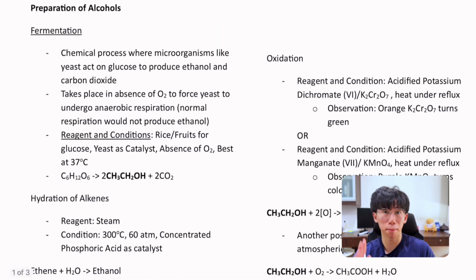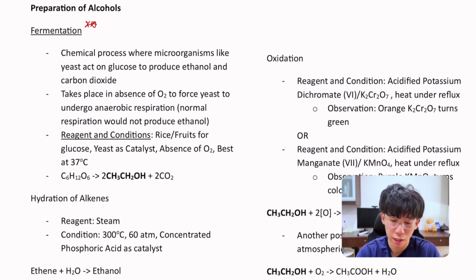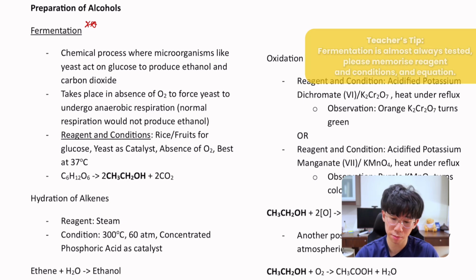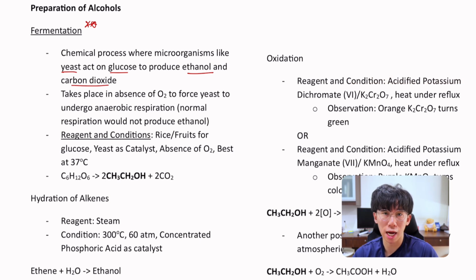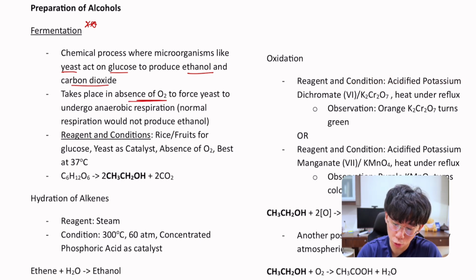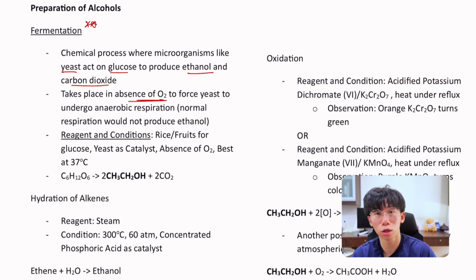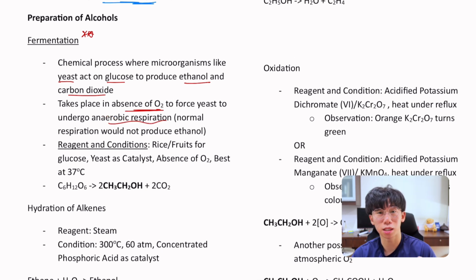Next, we're going to look at the preparation of alcohols. So a very commonly tested reaction that you have to memorize is fermentation. This is a chemical process where microorganisms like yeast act on glucose to produce your ethanol and your carbon dioxide. Typical conditions are that it has to be in the absence of O2 to force the yeast to undergo anaerobic respiration, because normal respiration will not produce your ethanol.